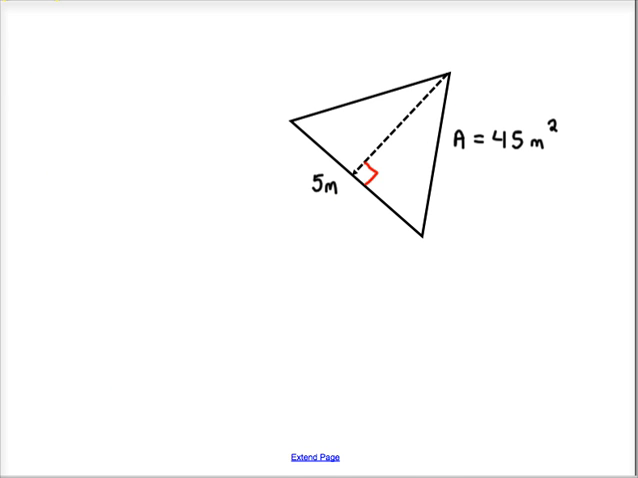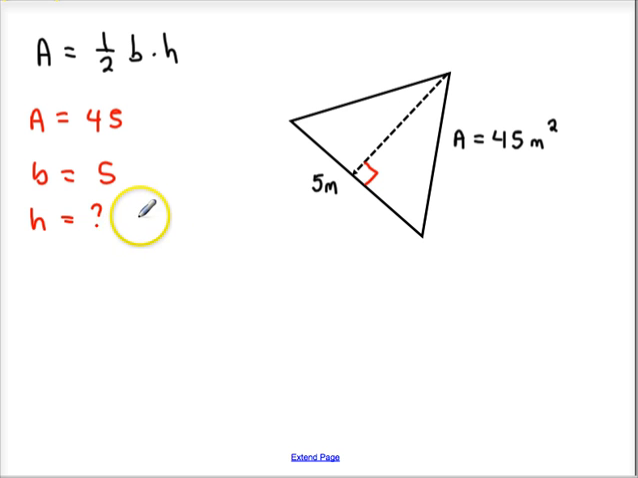Let's solve for the missing measurement. The area of a triangle is area equals 1/2 base times height. Many problems will ask you to find the area. In some problems they'll ask you to find the missing measurement. In this case, the area is given. Area is equal to 45 meters squared. The base is given. The base is equal to 5 meters. And the height is the unknown, which we could call x or h or anything that you like. At this point we want to solve for h.